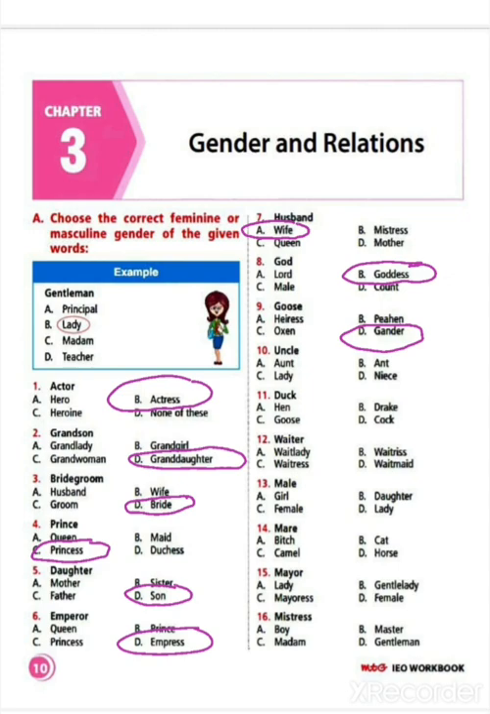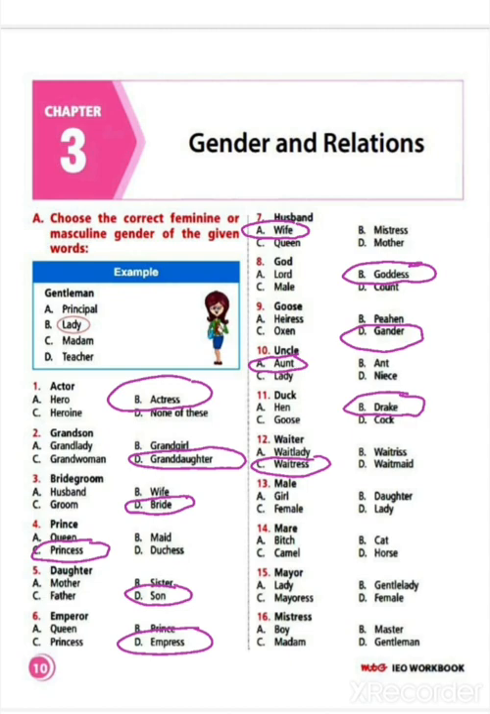Question 10, uncle, will go with the opposite gender, A, aunt. 11, duck, the opposite gender, the masculine gender, will be B, drake. 12, waiter, the opposite gender will be waitress, that is option C. All the other words are similar but they are wrong, because waitlady, waitmaid, these words don't exist, they are wrong.